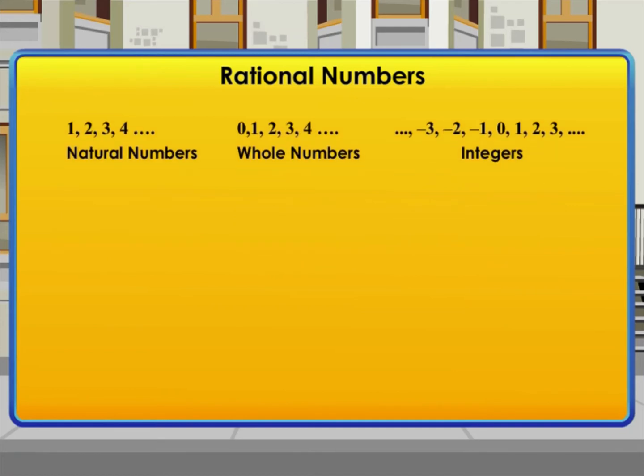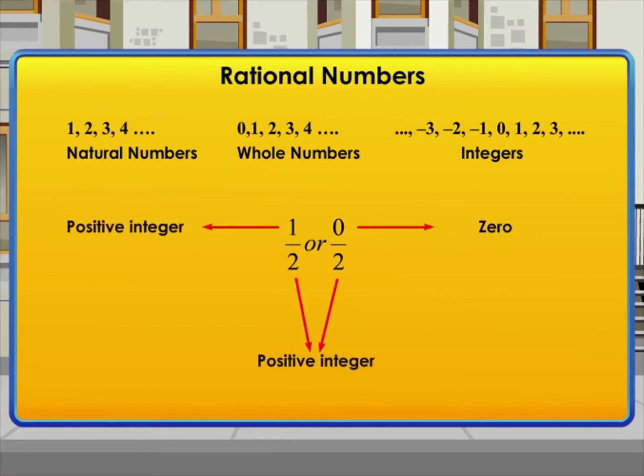Fractions are numbers of the form numerator by denominator. Here the numerator is either 0 or a positive integer and the denominator a positive integer. Thus, rational numbers include integers and fractions. In this chapter, we shall extend the number system further.